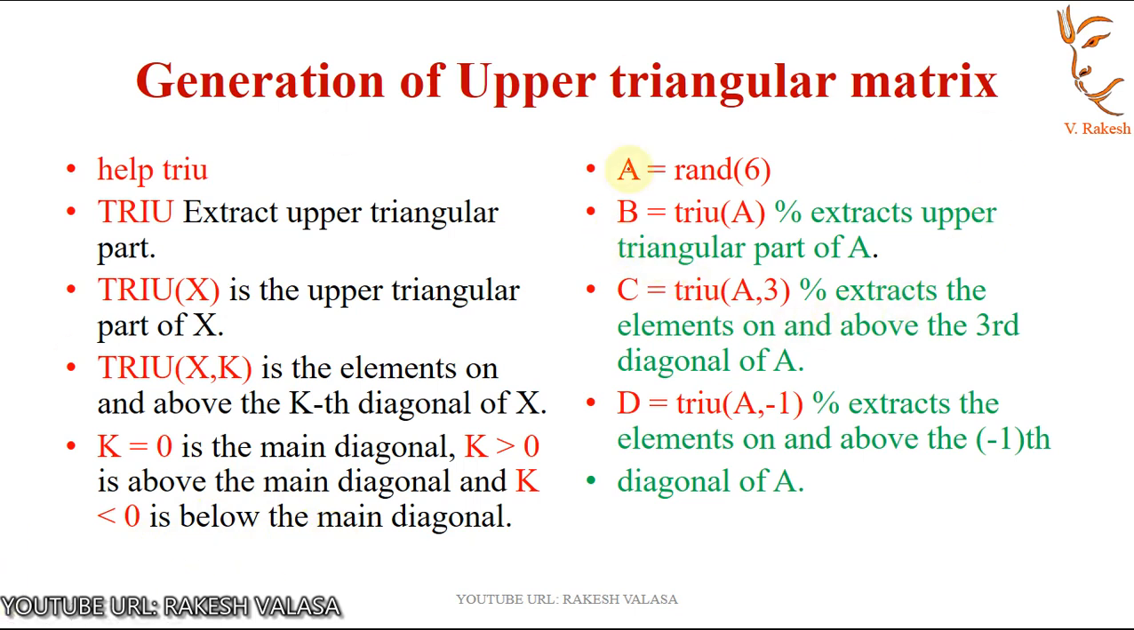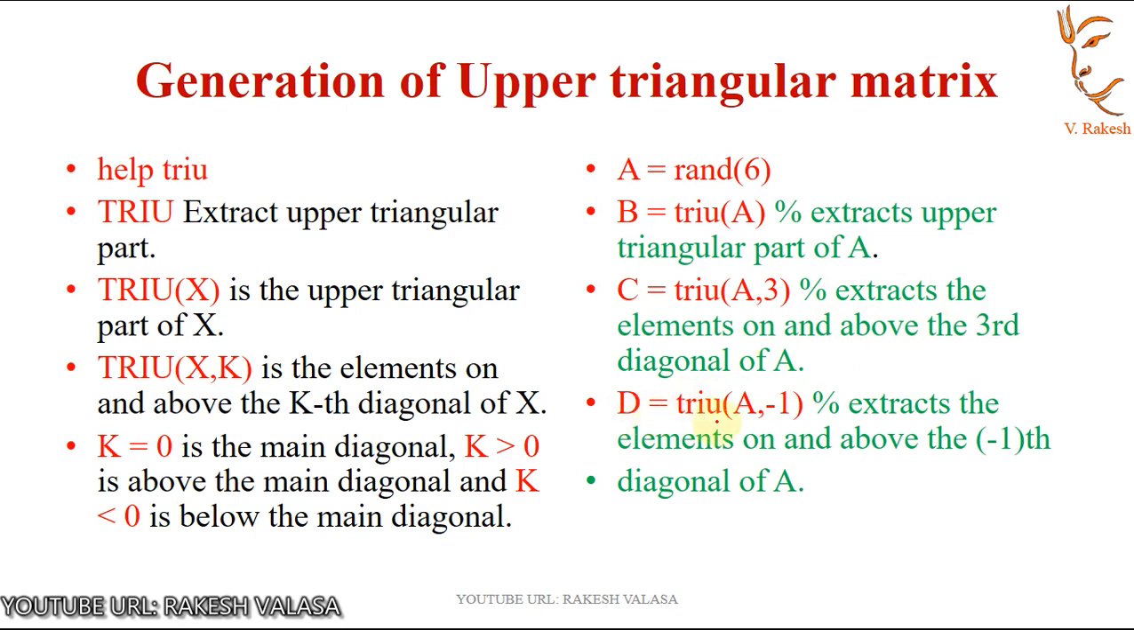For example, I am taking one matrix that is A equal to rand of 6. It displays 6 by 6 random elements. B equal to triu of A extracts the upper triangular part of A. C equal to triu of A comma 3. It extracts the elements on and above the third diagonal of A.